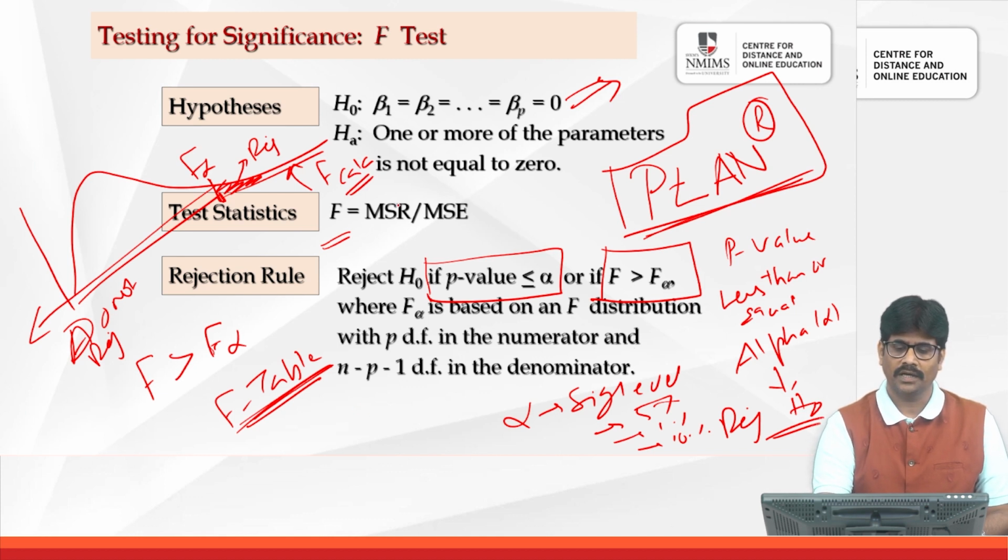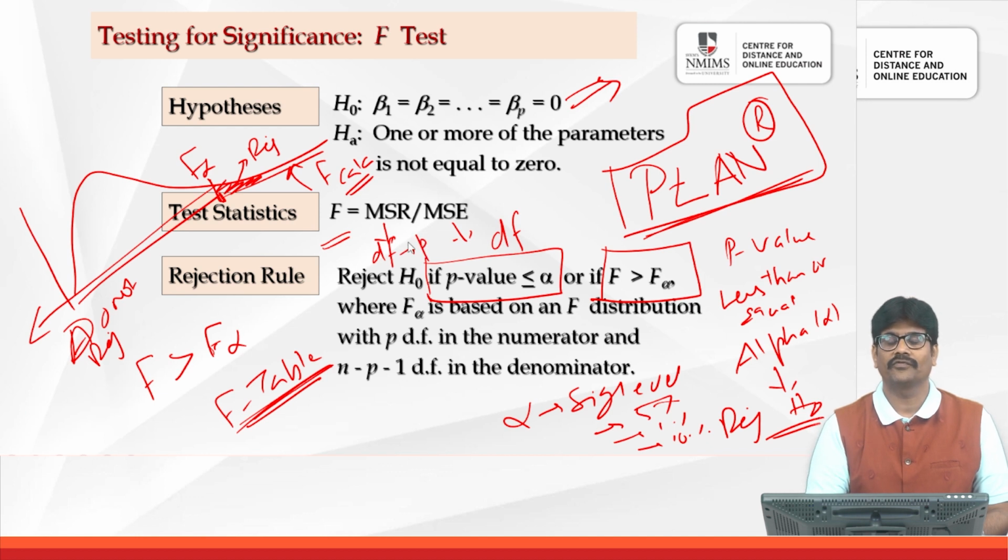The numerator is the degrees of freedom associated with MSR, and the denominator is the degrees of freedom associated with MSE. Here p, the number of independent variables, becomes your numerator degrees of freedom, and the denominator degrees of freedom is n minus p minus 1. You can remember this, and all these things you can verify in the ANOVA table. So, this is the condition for the F test.